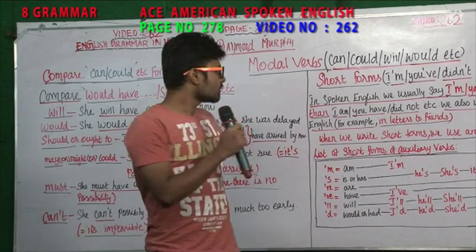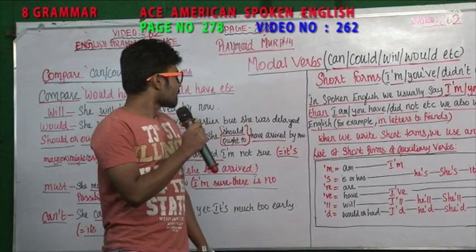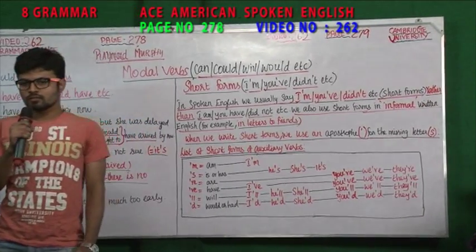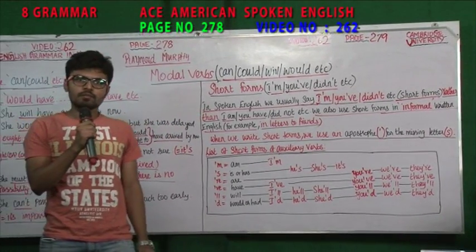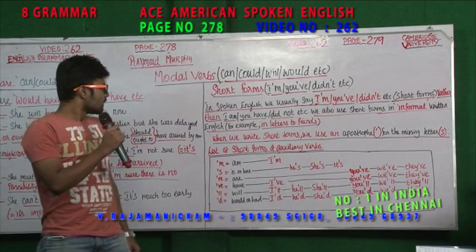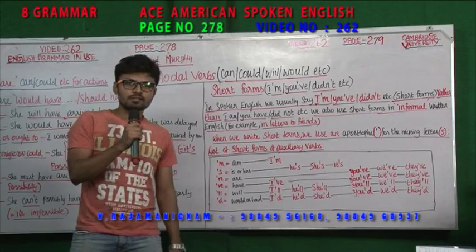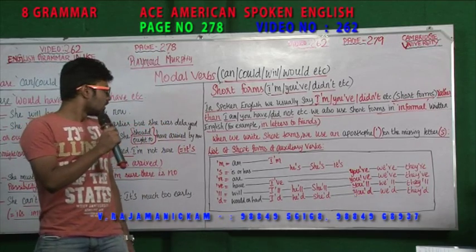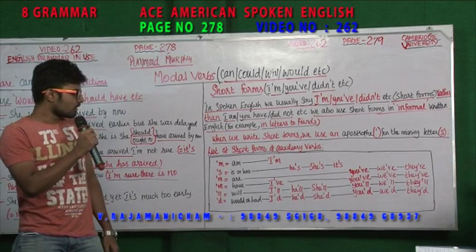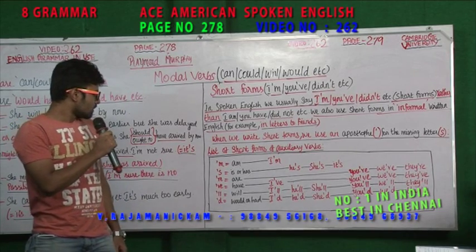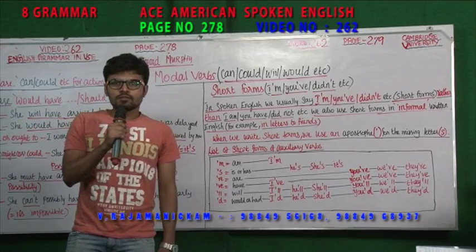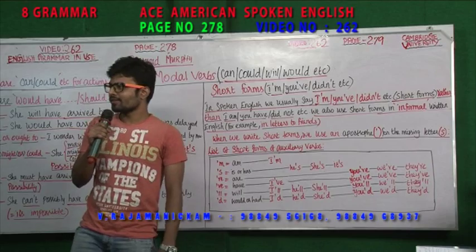And we have learned some short forms. Usually while writing we use I am, but when we speak we don't say I am. Instead we can use I'm, like that. For is, we can use he's, she's, it's. There are some words for short form. Today we have learned all of these.